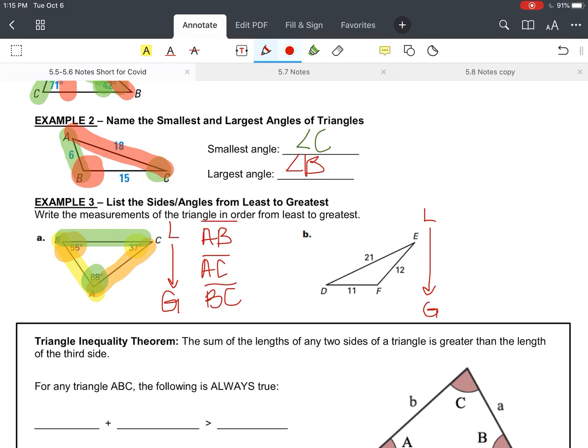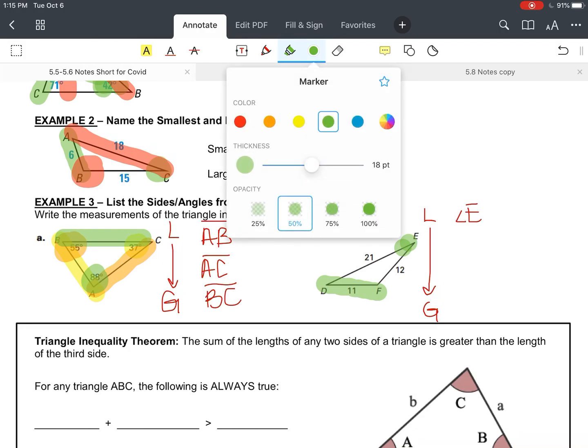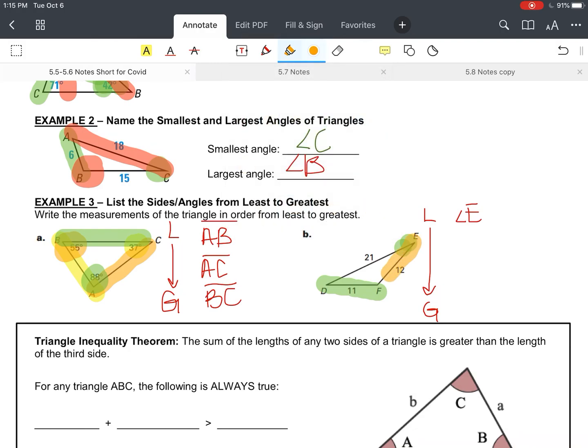I can go the opposite way, give me the sides, and I'll write the angles. So again, I'm going to start with the least and go to the greatest. The smallest angle will be opposite the smallest side. Smallest side is DF. Well, the only angle that's not touching D or F is E. So E is opposite. So angle E is the least.